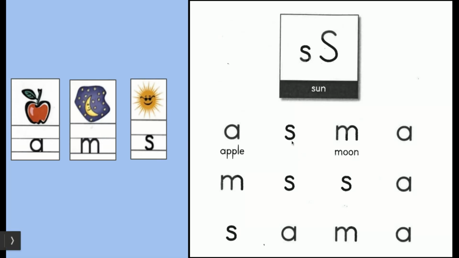Ready? Did you say s like in sun? If so, you're correct. Let's try another letter. Did you say a like in apple? If so, you're correct. The letter A represents the sound of a. Now let's try one more letter. Let's try this one. Did you say m like in moon? If so, you're correct. The letter M represents the sound of m like in the word moon.